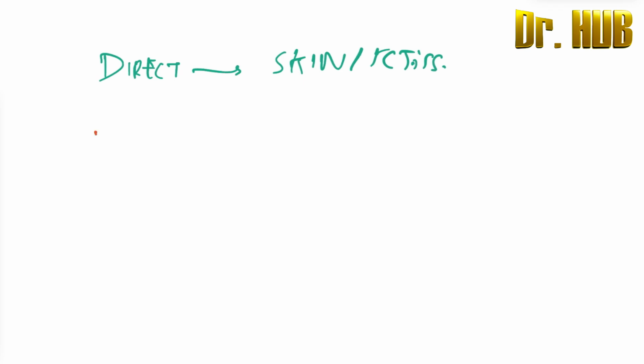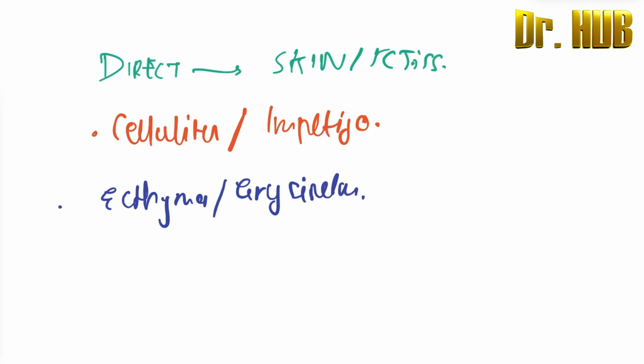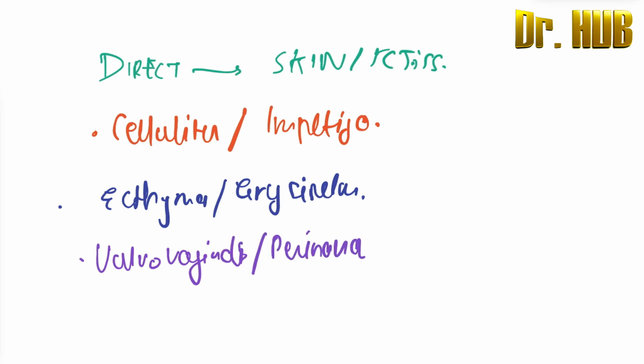So this includes the presence of cellulitis. There can be impetigo. Next, there may be ecthyma as well as erysipelas. Then there is vulvovaginitis, and there is perianal infection. Then comes the staphylococcal infection.